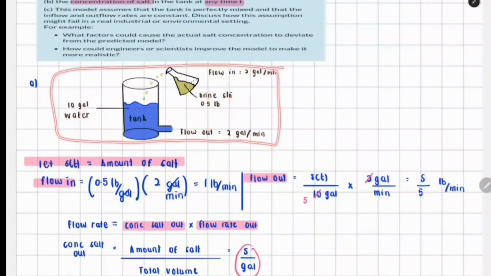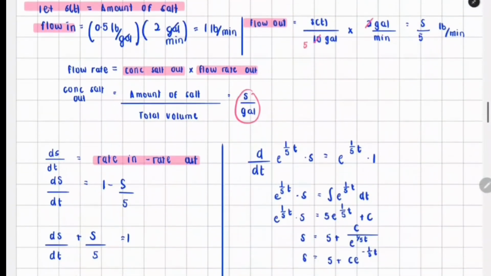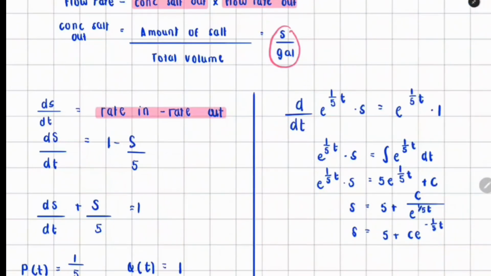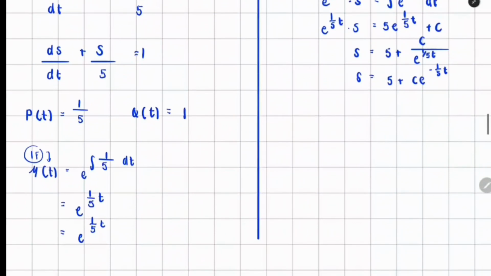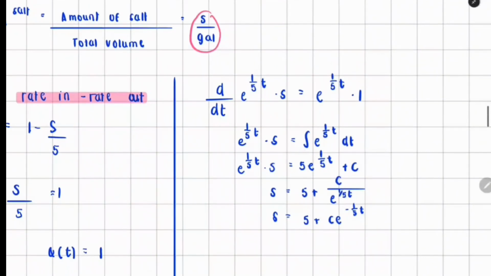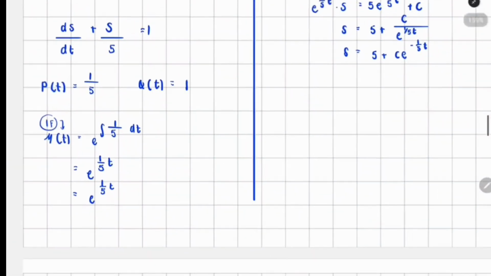Based on the diagram, now we can find the solution by using the linear equation method. Knowing that ds over dt is equal to rate in minus rate out, we can substitute: ds over dt is equal to 1 minus s over 5. Next, we have to find the integrating factor and substitute it into the equation, which is mu(t) times s equals mu(t) times q(t). And lastly, we can get the solution, which is s equals 5 plus c e to the power of negative 1 over 5 t.